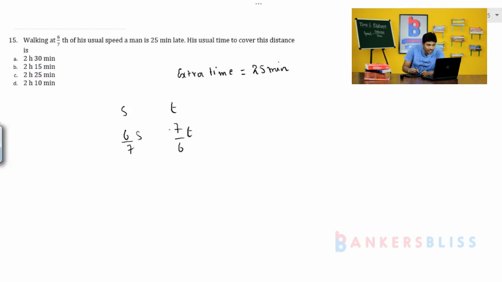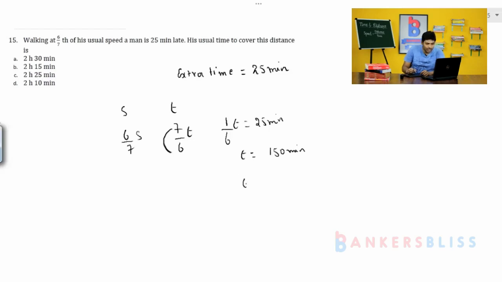Then what is the extra time? 7 minus 6, that is 1. So 1/6 of the usual time is the extra time, which is 25 minutes. Then time is equal to 25 into 6. 25 sixes are 150 minutes. So 150 minutes means how many hours?